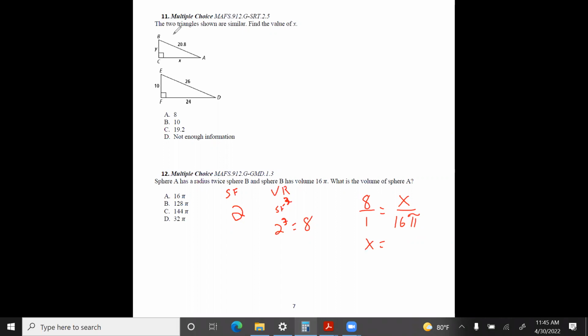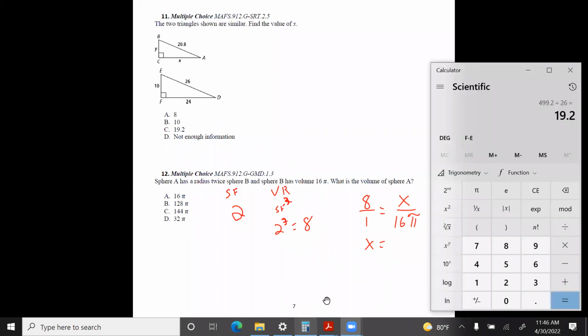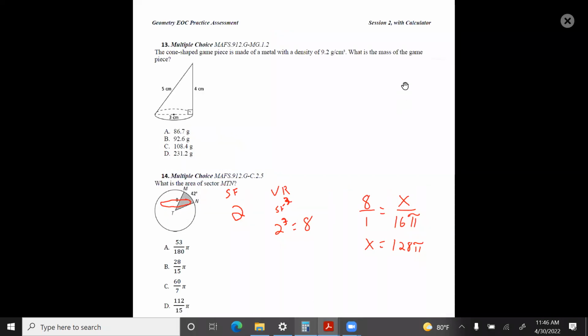I can't think of what that is off the top of my head. Let me plug it into my calculator, since this is a calculator version. So 8 times 16 is 128. So I get 128 pi, which is answer B. All right, on to the next one.